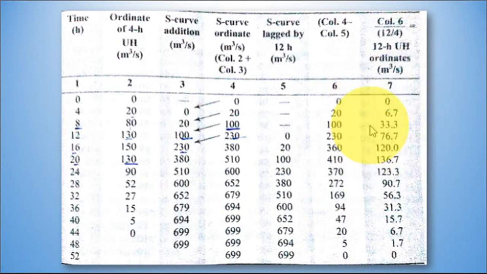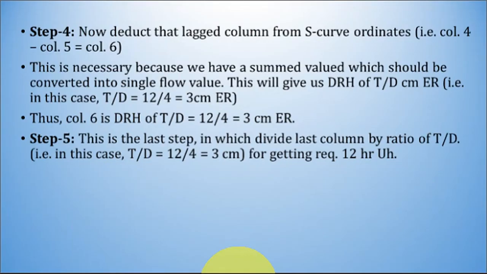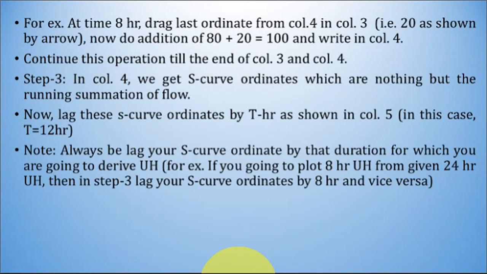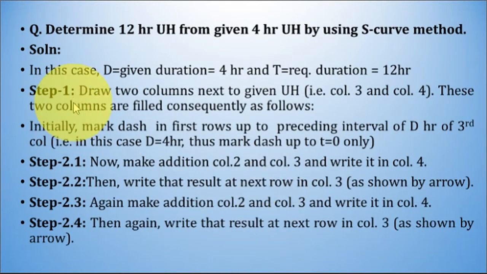Then further we have to find the required unit hydrograph ordinates for 12 hours. So let us see the procedure. In step 1, draw 2 columns next to the unit hydrograph, column 3 and 4. These 2 columns are filled consecutively as follows. Initially mark a dash in the first rows up to the preceding interval d hour of the third column. In this case d is equal to 4 hours, thus mark a dash up to t equal to 0 only.